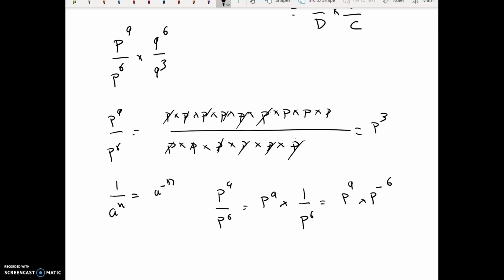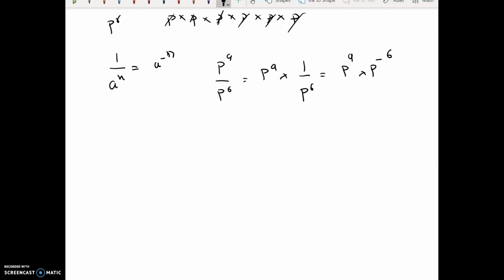We said earlier that when you have the same base, you add the exponents: a to the n times a to the m is a to the n plus m. So in that case, I'm getting p to the 9 plus negative 6, and 9 plus negative 6 is going to give you p cubed. So I got exactly the same thing. So I will do exactly the same thing for the other one.